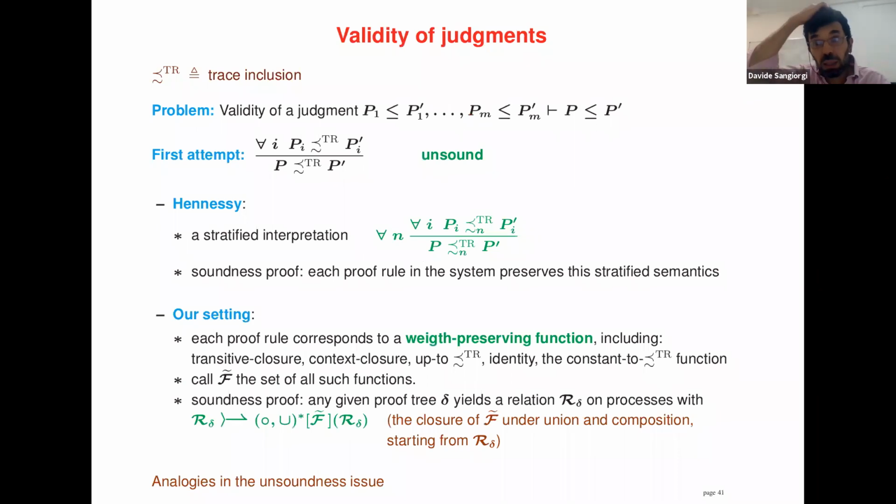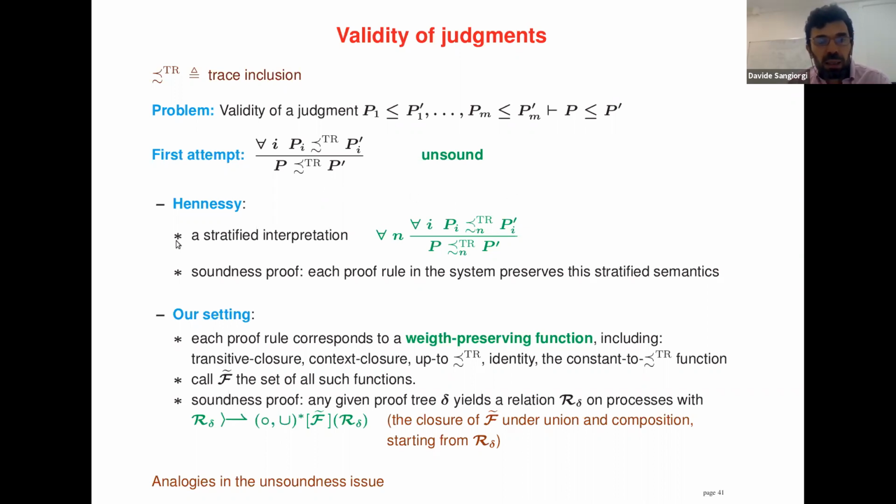So the question here is the soundness of such a proof system. Coming to the problem of soundness, one has to establish what it means for a given judgment to be valid. Hennessy first discusses what is arguably the natural approach: to consider such a judgment valid if, whenever all pairs in the premises are in the trace inclusion preorder, then also the conclusion is in the trace inclusion preorder. And Hennessy shows that this is actually unsound.